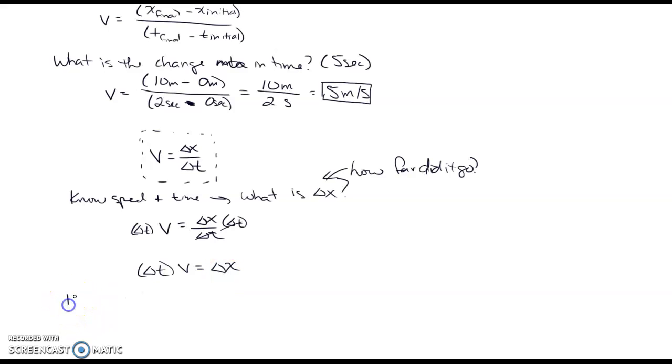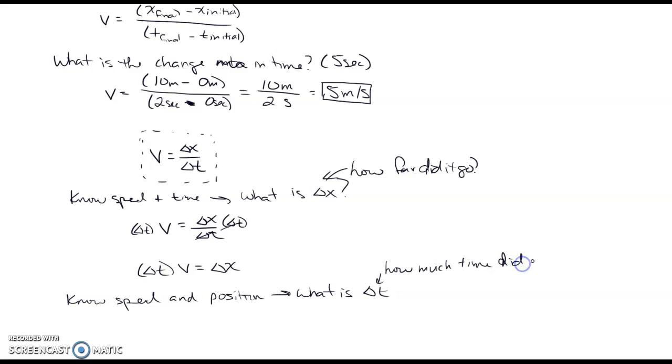Okay, maybe what we know, maybe we know the speed and the position, right? So maybe we know the speed and the change in position. And what we want to know is what is delta t. So how much time has passed? How much time did it take to accomplish that change in position? Okay, so maybe that's the question we have instead.